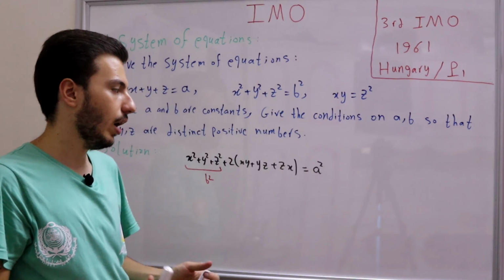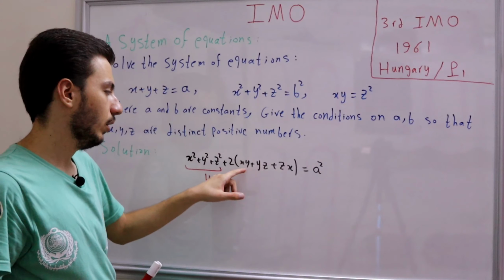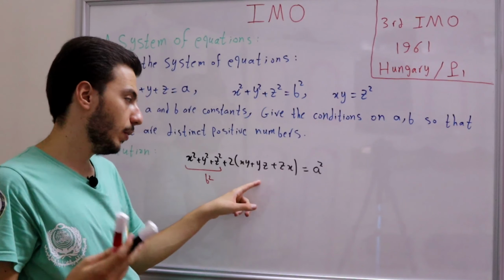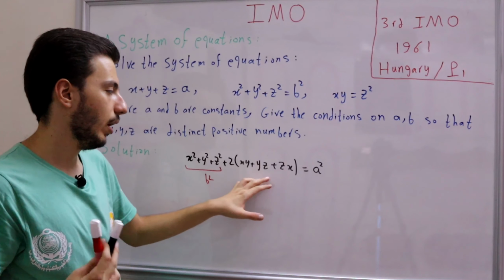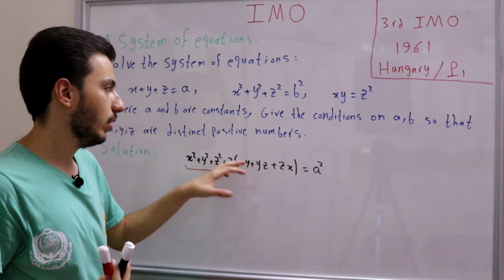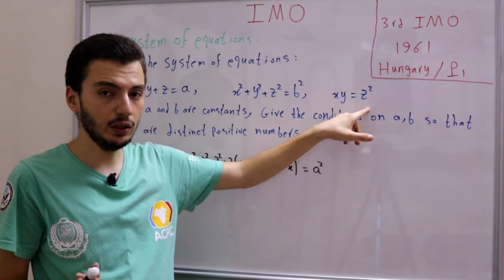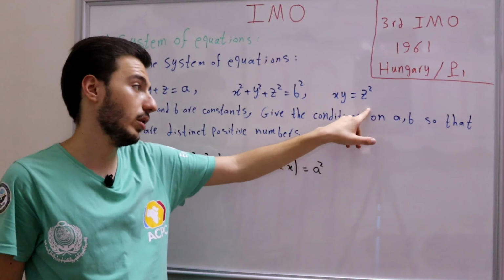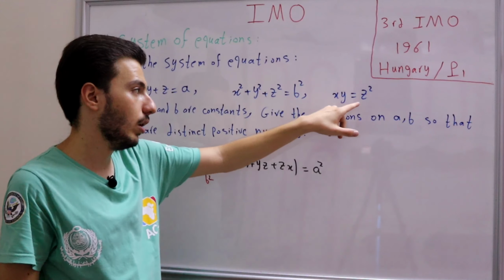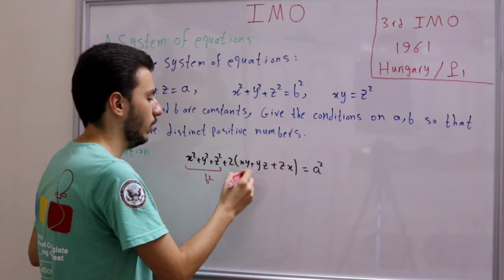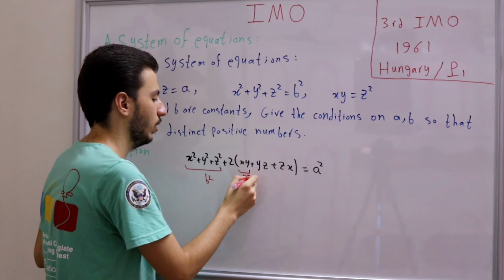However, I want you to take a look here. We can actually do a bit better than that. How can we do that? Well, don't forget our third equation. We know that xy equals z squared, right? Here's the perfect place to use this equation. Because xy equals z squared, this xy is z squared. So actually, this is z squared.